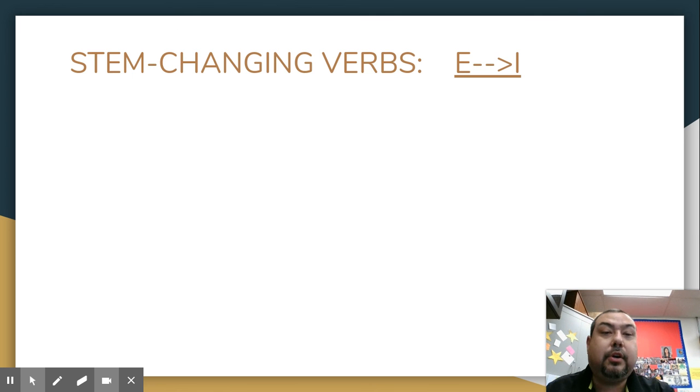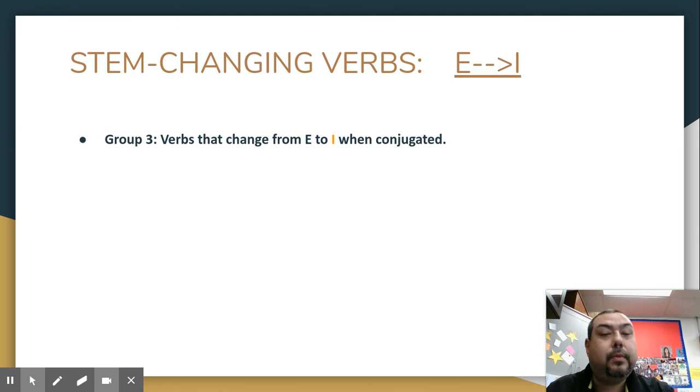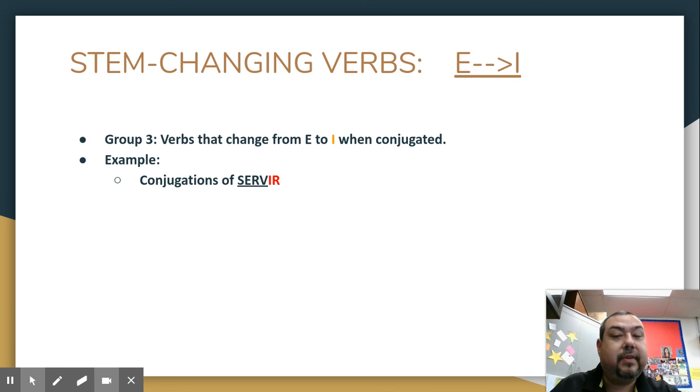Excellent. So if you're done, let's move on to the next group. Now, the next group is going to be verbs that change from E to I when conjugated. Now, let me give an example. The verb servir, once again, there is your stem and there is your ending.